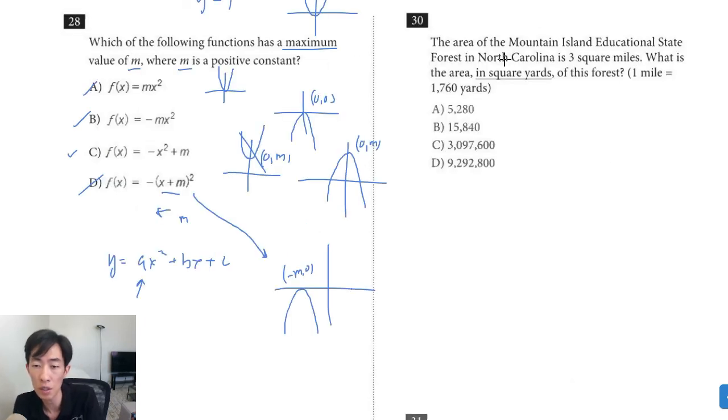Question 30, the area of the Mountain Island Educational State Forest in North Carolina is 3 square miles. What is the area in square yards? So you could do this by calculating what 1 square mile is in square yards, and then do it. I want to show you the systematic way of doing it, because that uses conversion factors, and you can generalize that to any problem like this.